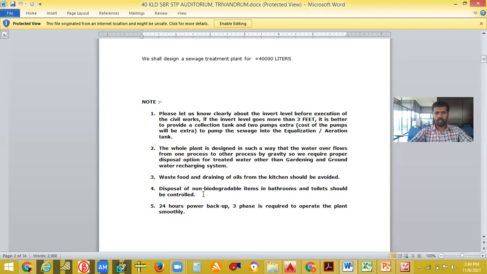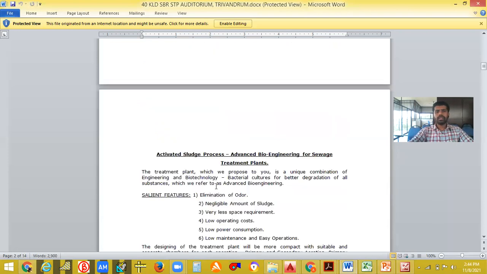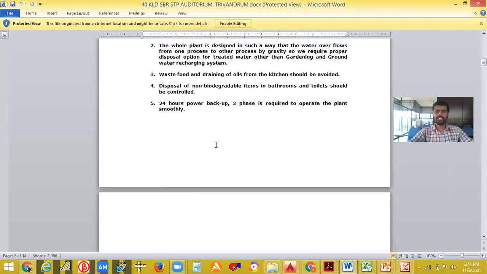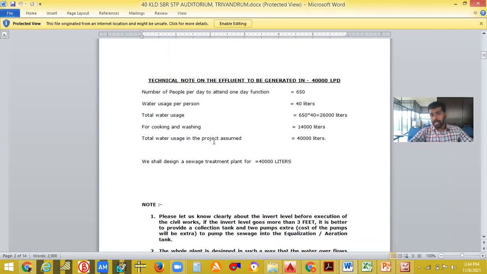Okay, disposal of non-biodegradable items in bathrooms and toilets should be controlled. A 24 hours three-phase backup is required to operate the plant smoothly. So these are some notes that they will be giving us to understand, some of the things that we need to know.